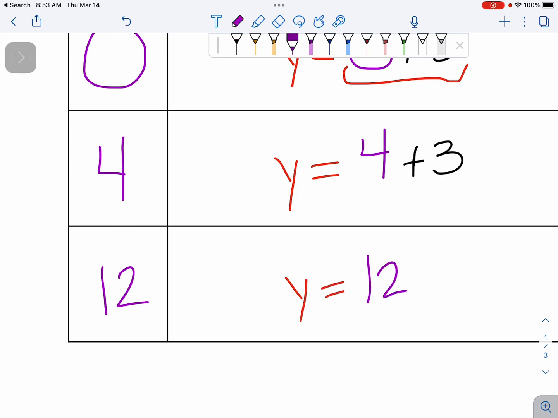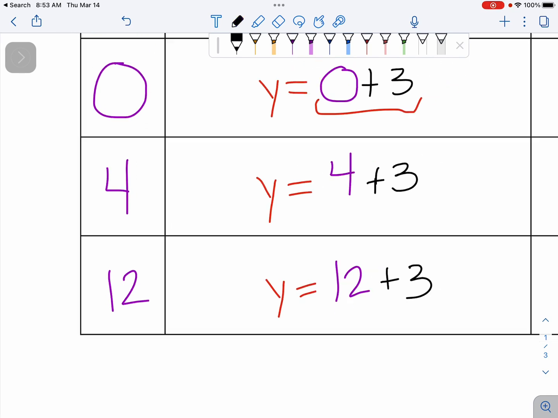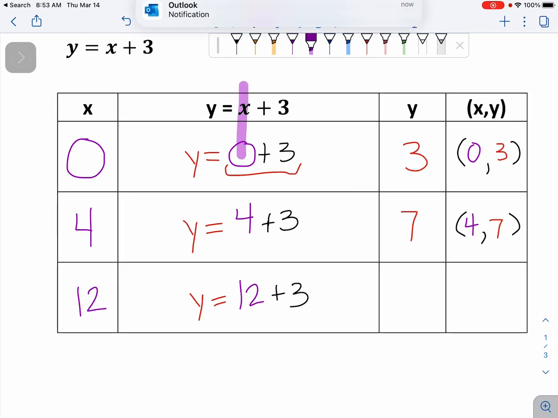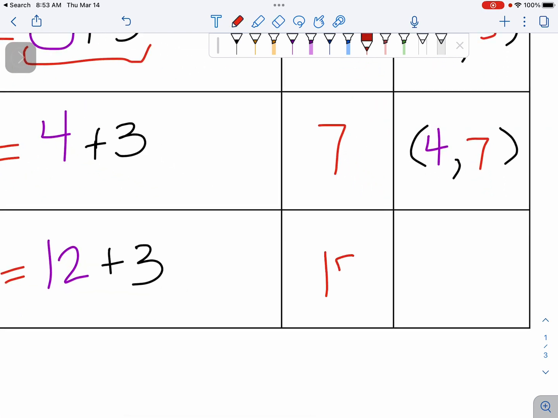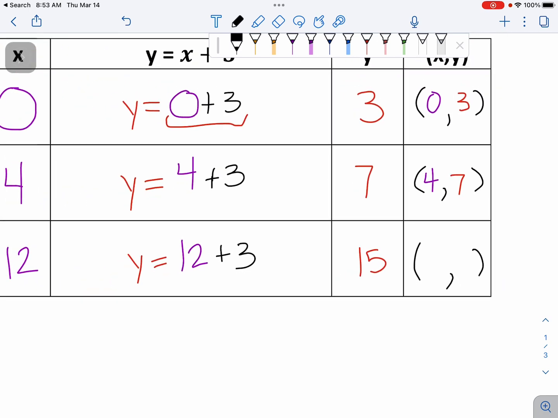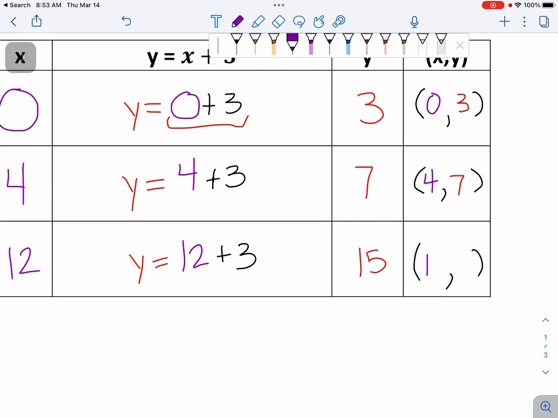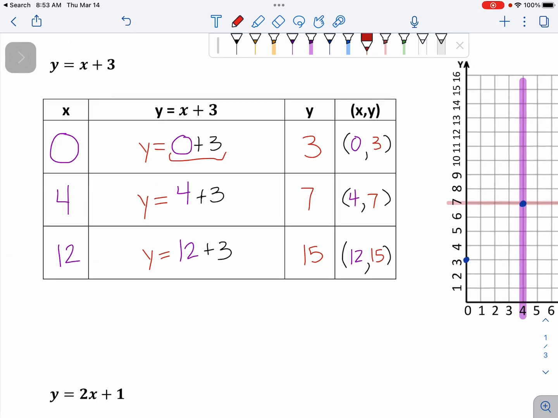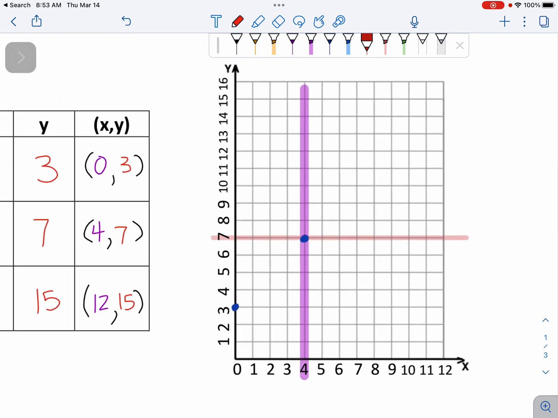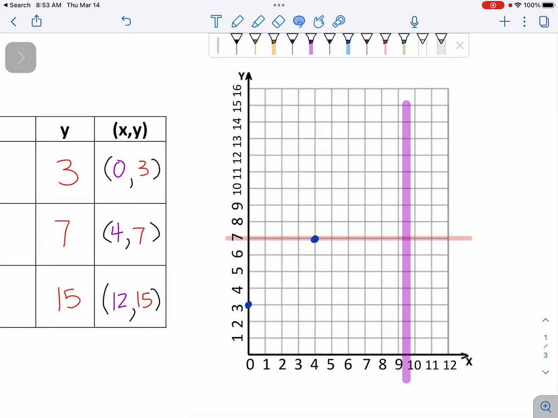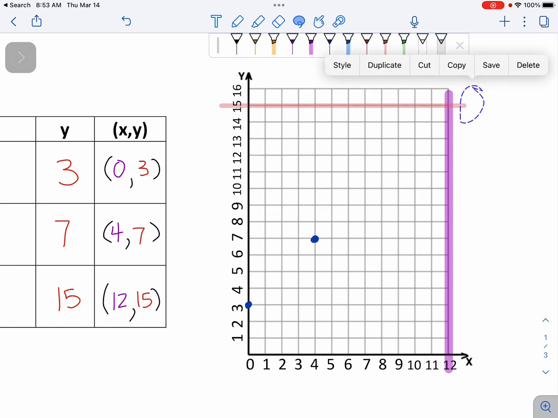12 plus 3. Again, the only thing that has changed is this x value. Everything else is exactly the same. All right, 12 plus 3 is 15, which means our coordinate pair is 12, comma 15. And I will graph that one. All right, so x is 12. Here we go, x is 12. And the y line is 15.